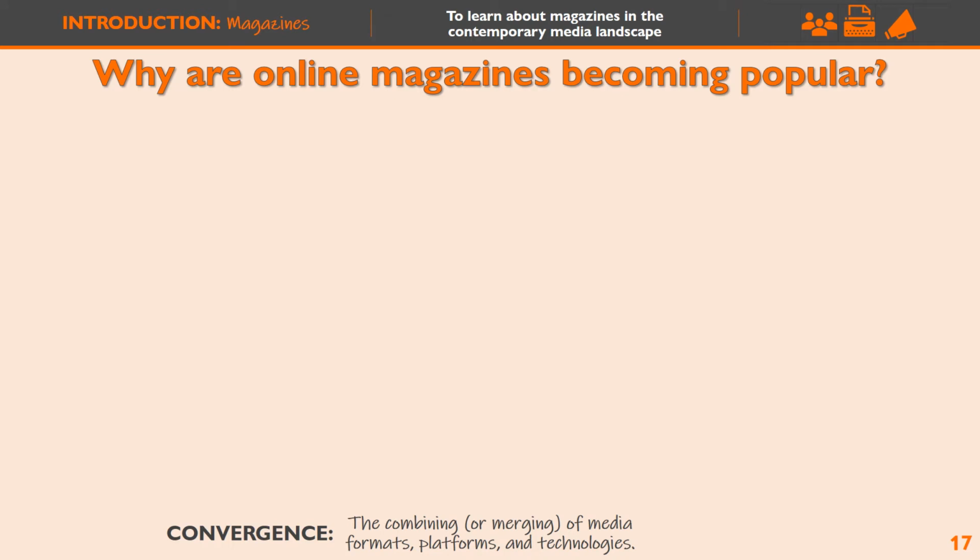So why are online magazines becoming popular? Here we have several arguments that try to explain why for audiences and producers it's a good idea to go digital, to move your print products into e-media products. Now this is an example of convergence, which we've covered in a previous lesson, modern technologies incorporating older forms of media.